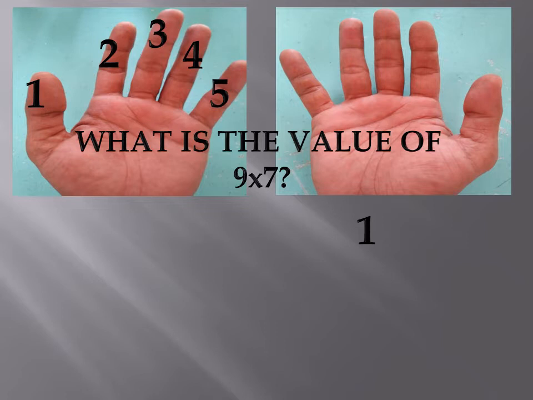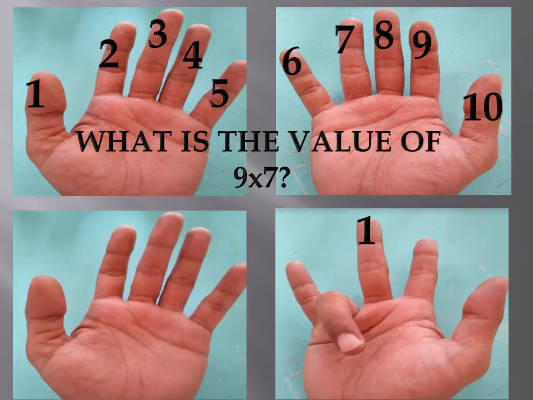We have 1, 2, 3, 4, 5 for the left hand, and we have 6, 7, 8, 9, and 10 for the right hand. And since the question is 9 times 7, the number being multiplied by 9 is 7. All we have to do is just to close the 7th finger as the number 7. Since the 7th finger is already closed, all we have to do is just to count all the fingers before the 7th finger.